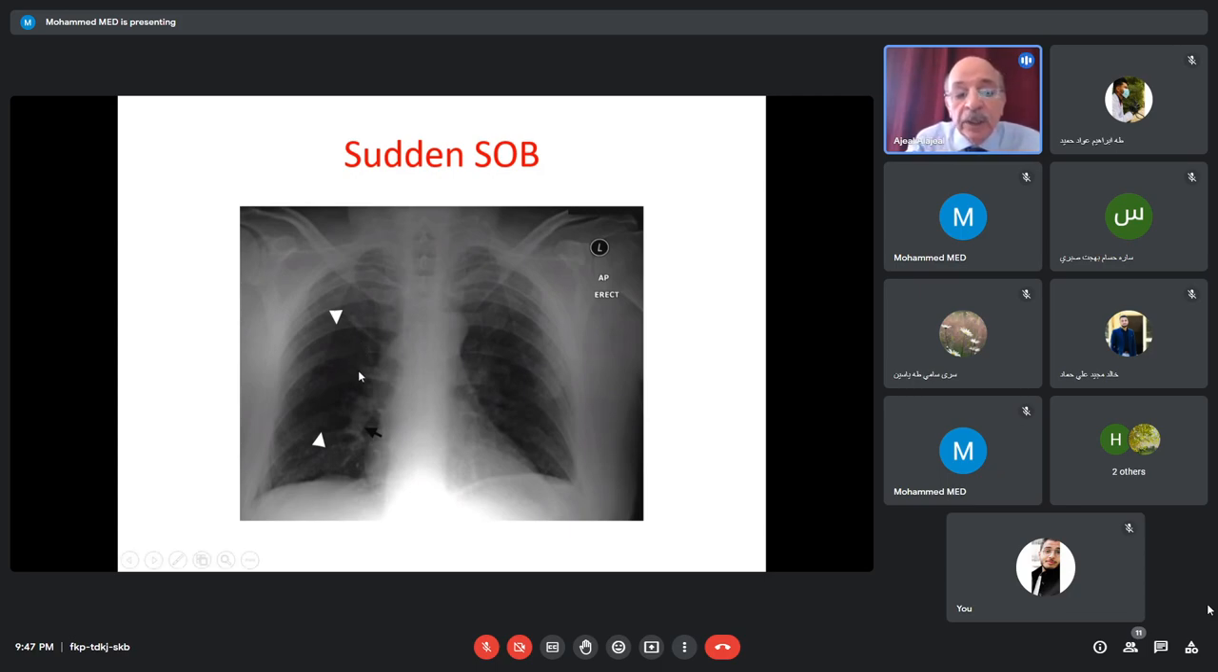If you see this picture, immediately start anticoagulants. And then next day, ask for a CT scan and think about it. If the diagnosis is wrong, you can stop your anticoagulants. Okay. But this is pulmonary embolism. Next slide, please.